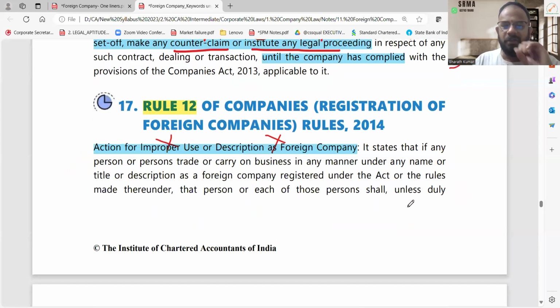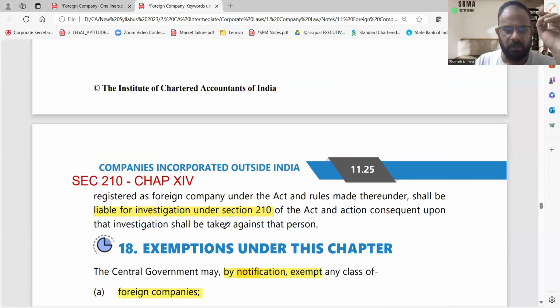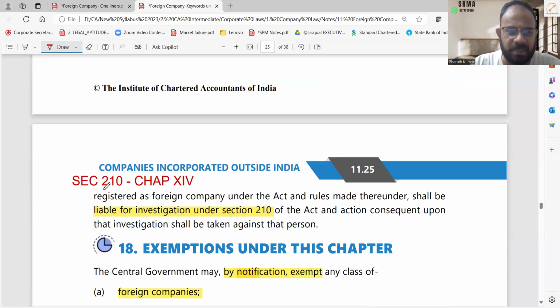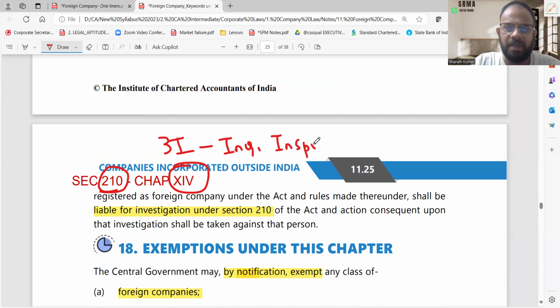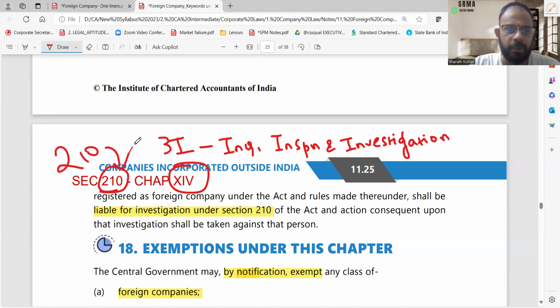Rule number 12. If there is any action for improper use or description of a foreign company, it will have to be investigated as per Chapter 14, Section 210. What is Chapter 14? I told you 3I: inquiry, inspection, and investigation. That is called 3I. That's how I will make you remember. So can you investigate if there is any problem? Yes, as per Section 210. That's what we are told here.